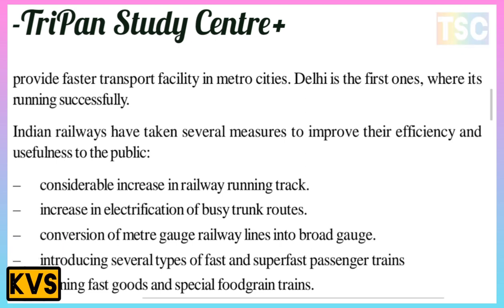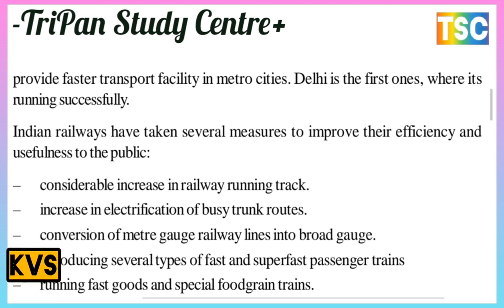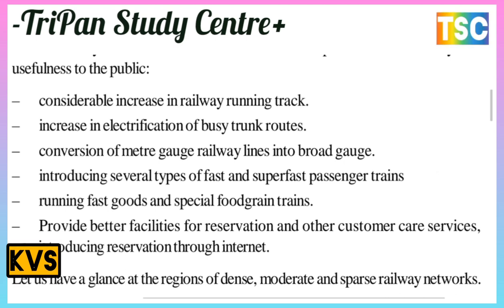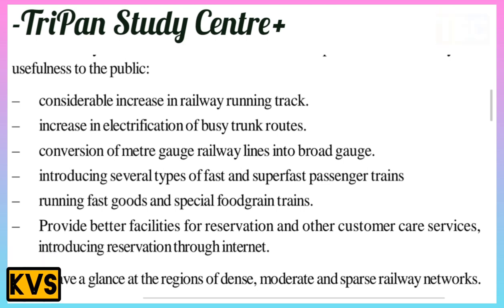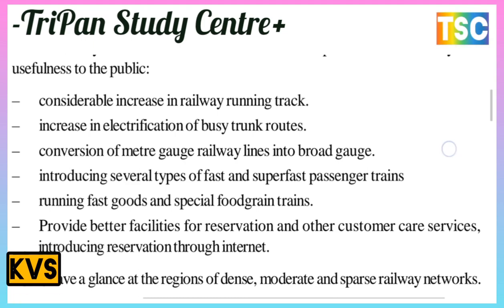Indian Railway has taken several measures to improve its efficiency and usefulness to the public. First, considerable increase in the railway running track, and second, increase in electrification of busy track routes, and third, conversion of meter gauge railway lines into broad gauge, and introduction of several types of fast and super fast passenger trains, running fast goods and special food grain trains. And next, provision of better facilities for reservation and other customer care services, including reservation through the internet. Later we classify the regions into dense, moderate and sparse railway network.